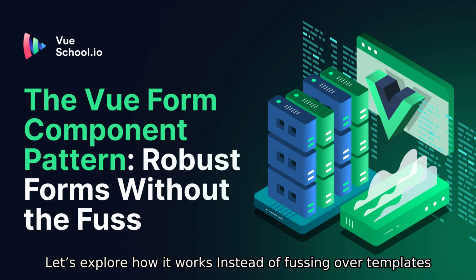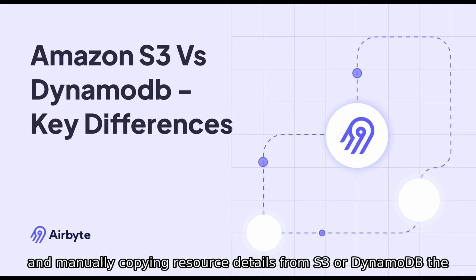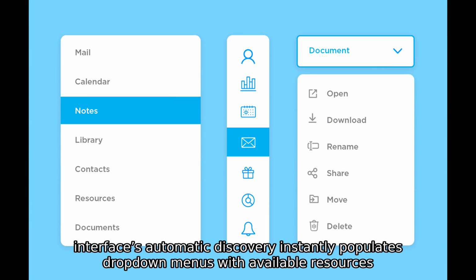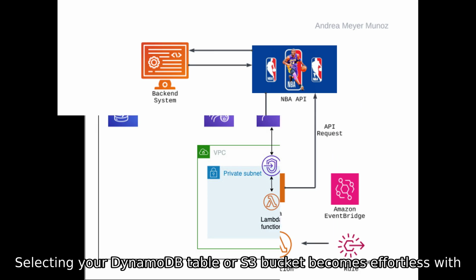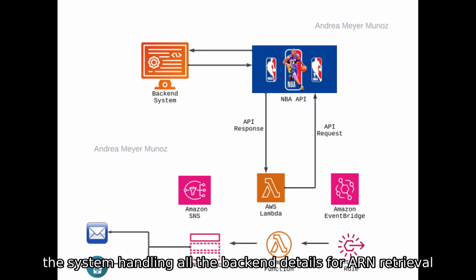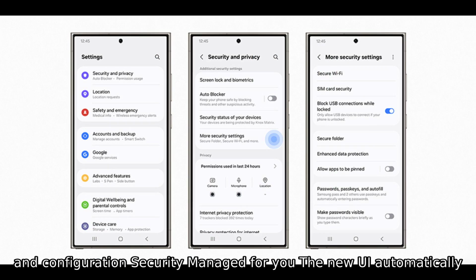Instead of fussing over templates and manually copying resource details from S3 or DynamoDB, the interface's automatic discovery instantly populates drop-down menus with available resources. Selecting your DynamoDB table or S3 bucket becomes effortless, with the system handling all the back-end details for ARN retrieval and configuration. Security, managed for you.